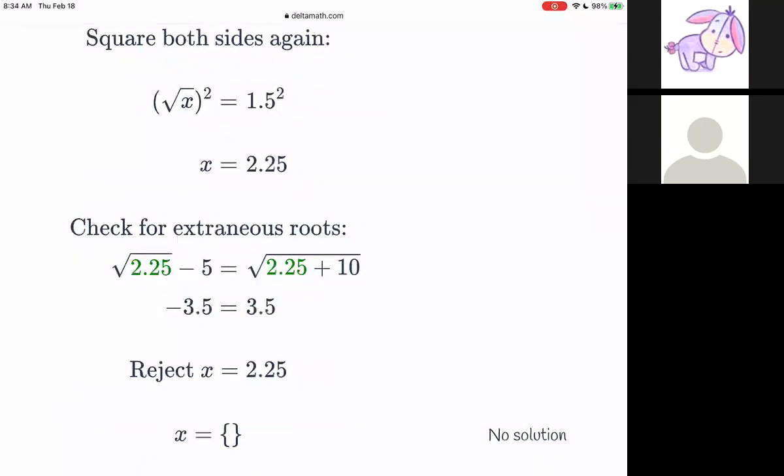Remember, I showed you how to do that on the last assignment, where you just literally submit with nothing there. So I just really wanted to show you, when you're doing your checking portion, when you plug it into your original equation, if you get a negative number equals a positive number, that's when you reject. Negative equals positive, then you reject.